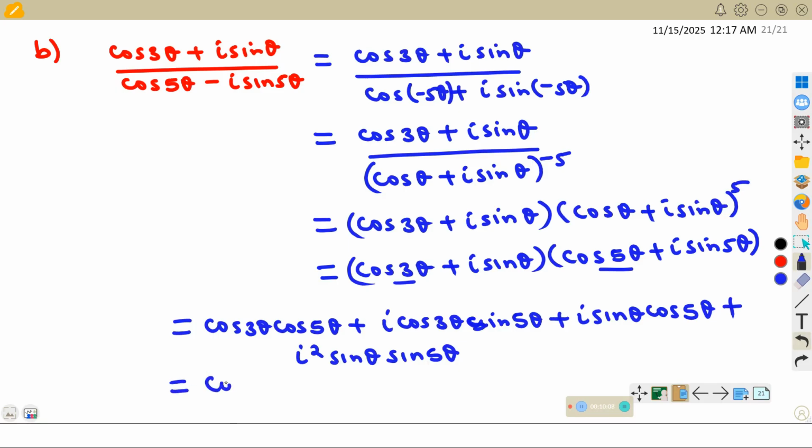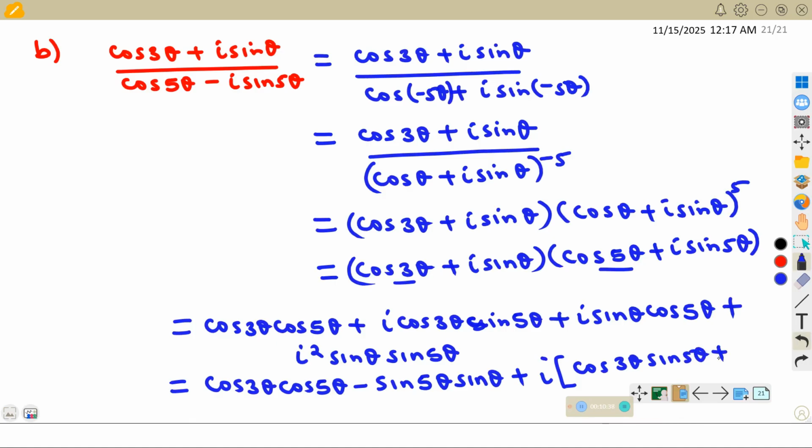So this would be same as having cos 3 theta cos 5 theta, then minus this will be sine 5 theta sine of theta. So we shall add there i into this is cos 3 theta sine of 5 theta, then plus cos 5 theta sine of theta. So that is basically what we shall have from this given point. So from this given point, we can again try to simplify this further.